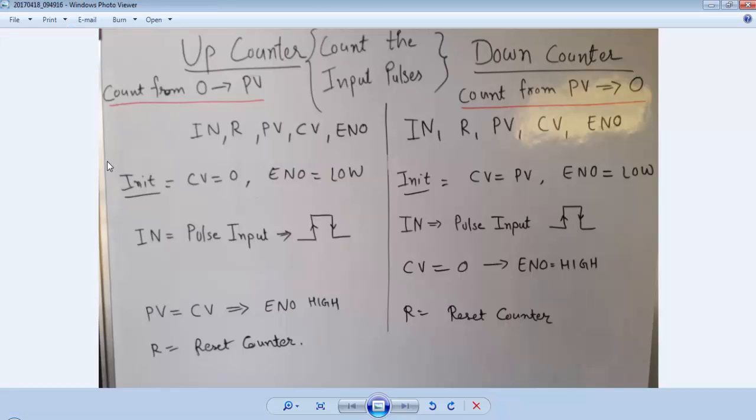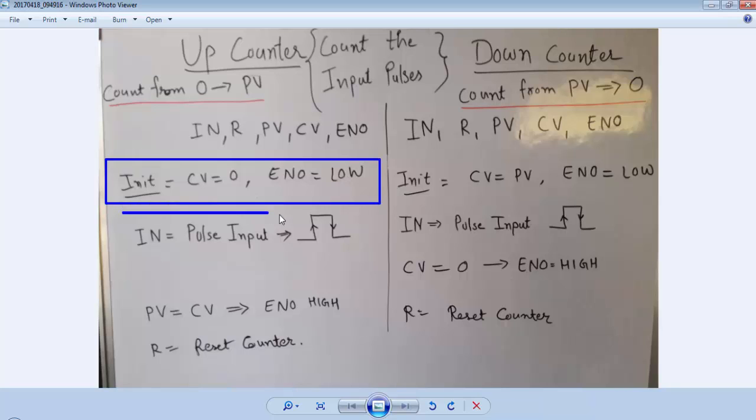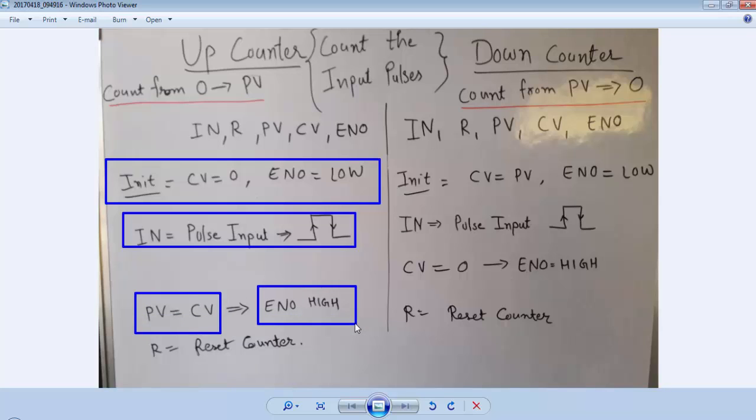So for an up counter, the initial condition is CV will be equal to 0 and ENO pin will be low. So when you are providing the pulses through the in pin of the counter, the CV value will be incremented after every pulse, and whenever the CV value is equal to PV value, it will activate the ENO pin or it will make the ENO pin high. After that the counter will not count any further pulse. To reset the counter, we have to connect one input on the R pin of the counter so that it can again start counting from 0 and go up to PV value.